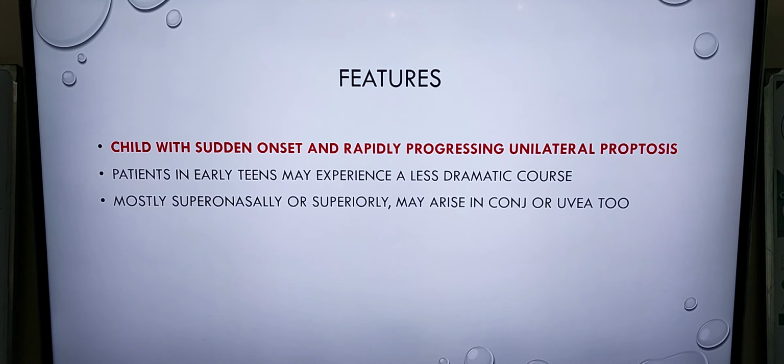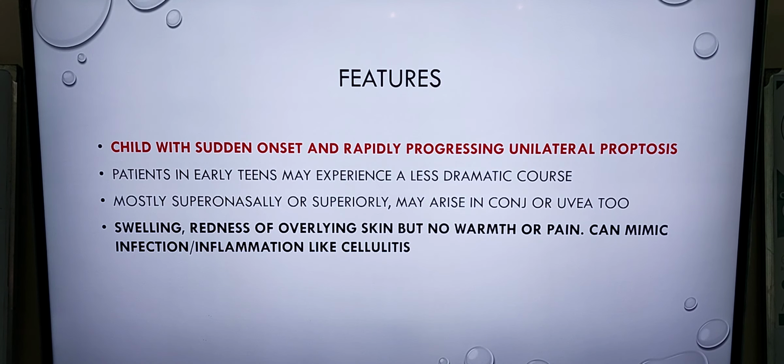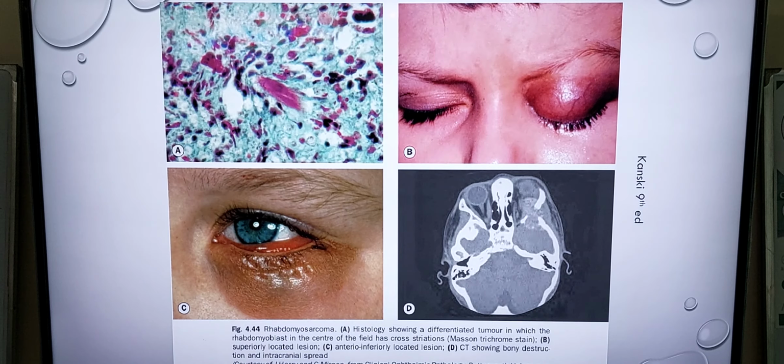Mostly found supranasally or superiorly, but may arise in the conjunctiva or uveal tissue. Swelling and redness of overlying skin is found, but the skin is not warm and there is no pain. So it mimics orbital cellulitis as well, and it is an important differential of it. Diplopia is a common feature.